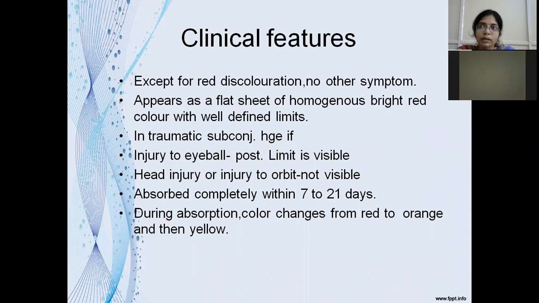But whatsoever, any subconjunctival hemorrhage will usually be absorbed completely within 7 to 21 days. And during the course of this absorption, the subconjunctival hemorrhage will start changing colors from red to orange to yellow. Okay.